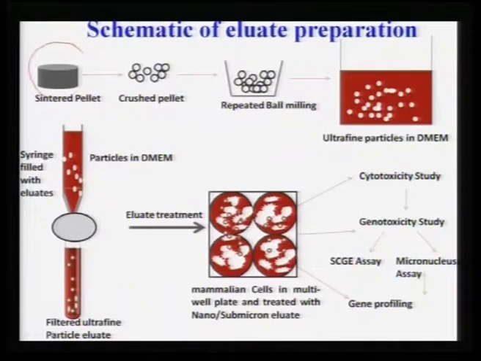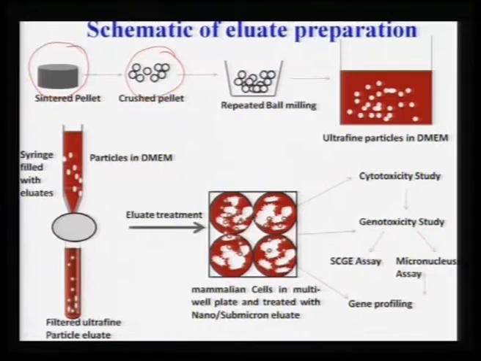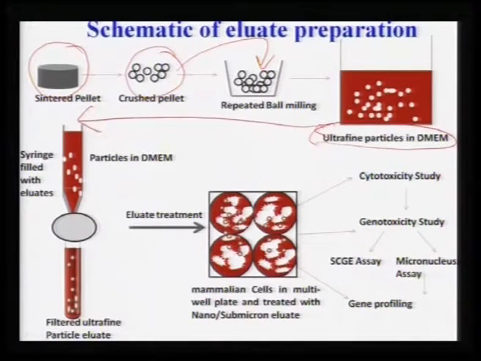You have the sintered pellets, and these sintered pellets mean a compact of some powder based material. Then you crush it to make coarser particles, and you do repeated ball milling. After repeated ball milling, you get ultrafine particles in the DMEM, that is the Dulbecco's modified Eagle's medium, the typical culture medium for the eukaryotic cells. Then you can filter it with certain filters, let us say a 0.22 micron filter or so on, so that very fine particles can be dispersed in the DMEM.